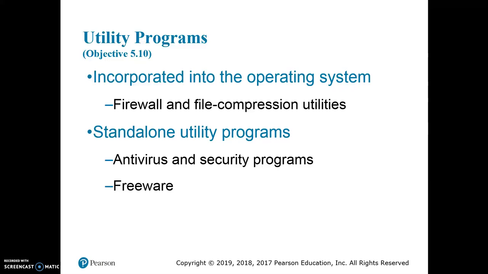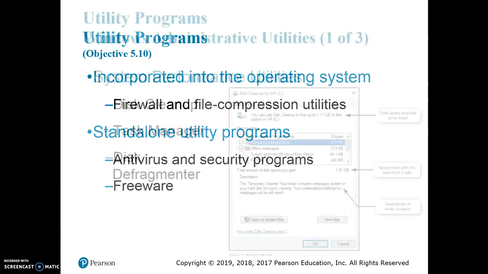Utility programs are, again, part of the system software, and they're incorporated in with the OS. Okay? There's firewall and file compression utilities, excuse me. Firewall is for security, to keep sort of unwanted data from coming through into your machine. There's standalone utility programs, so antivirus and security programs. Okay. There's also freeware versions of all of those as well.